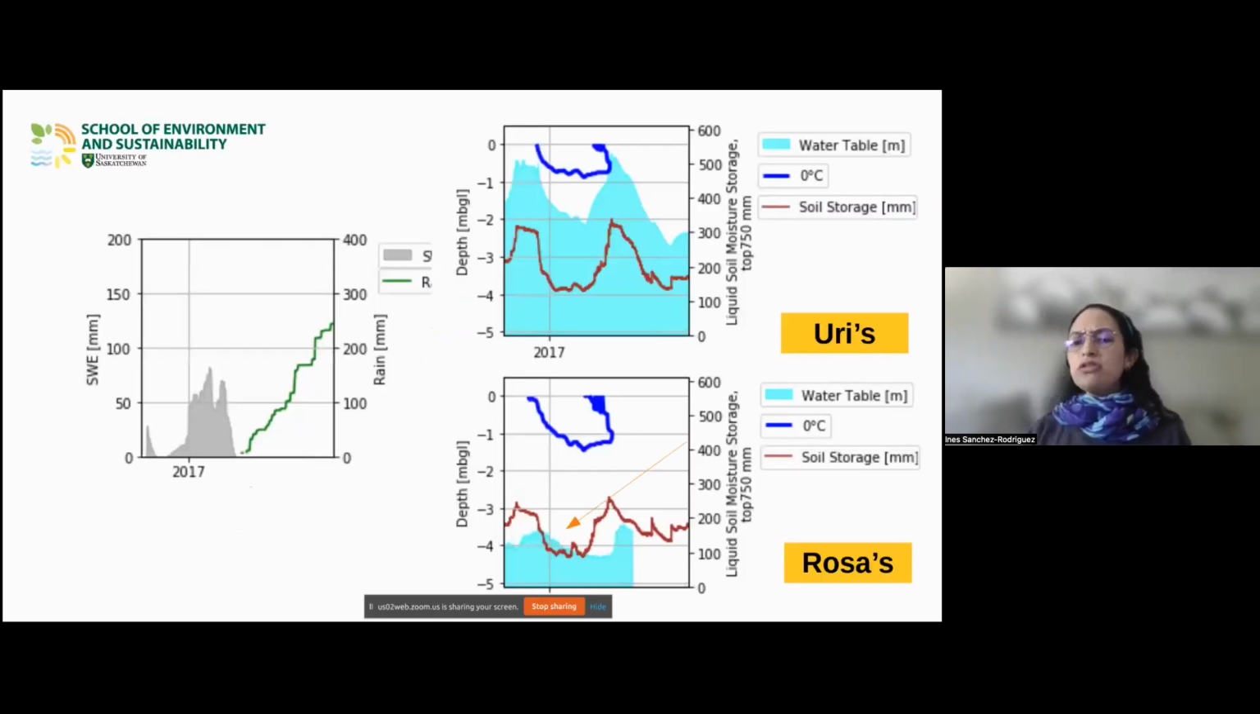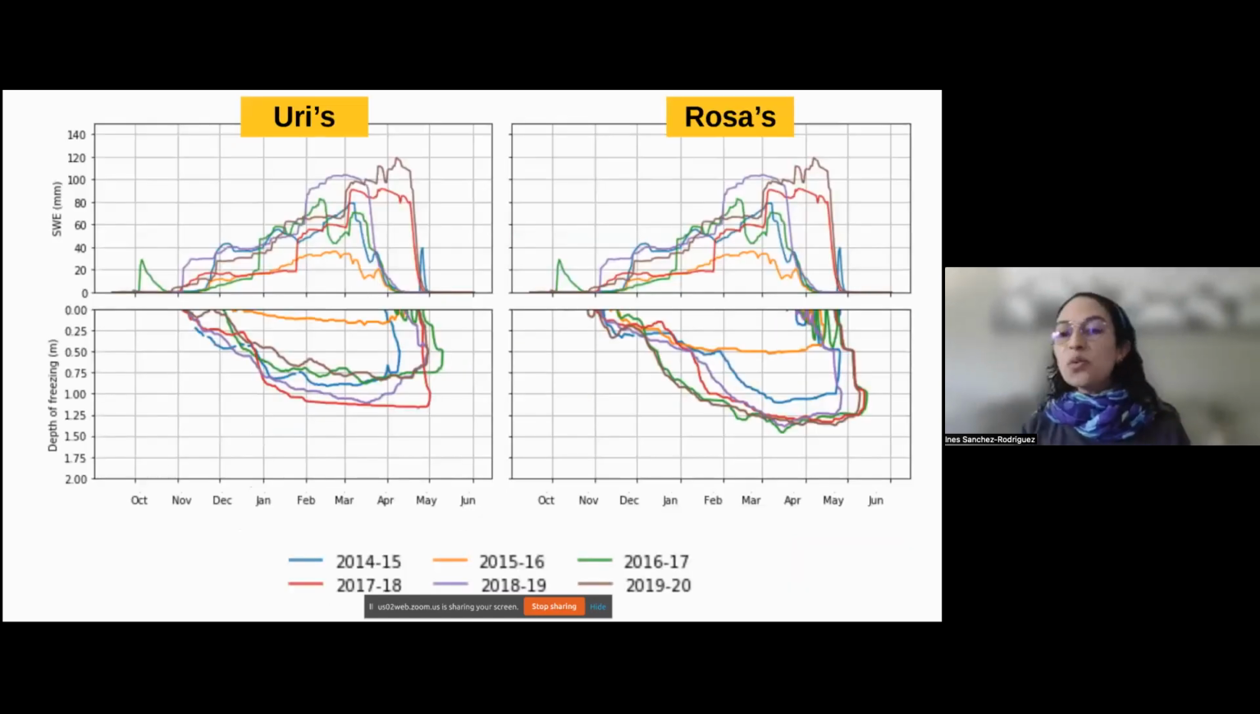This behavior was also observed in Rosa's transect, with the difference that the water table is deeper in Rosa's transect. In this plot, we have the snowpack on the top and the frozen depth on the bottom for both Rosa's and Uris transects. According to the literature, the bigger the snowpack, the bigger the insulation, and the less deep the frozen depth.